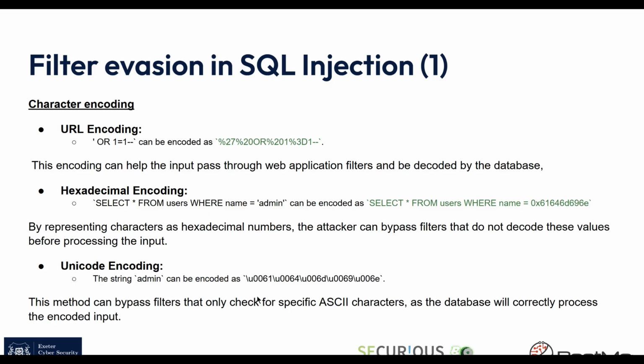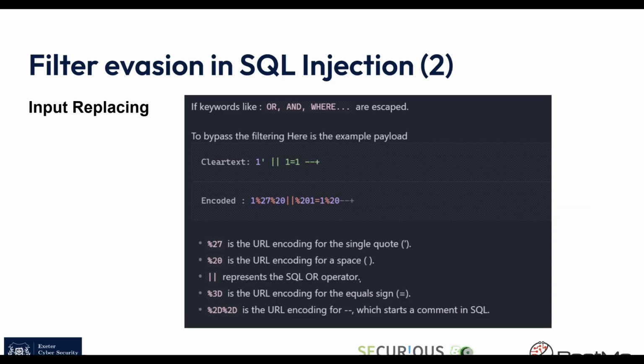And last but not least of character encoding, Unicode encoding. The string admin can be encoded in Unicode as this. And this method can bypass filters as well when they check for specific ASCII characters. So admin, administrator, user, things like that might be blocked. You can bypass them with these techniques.